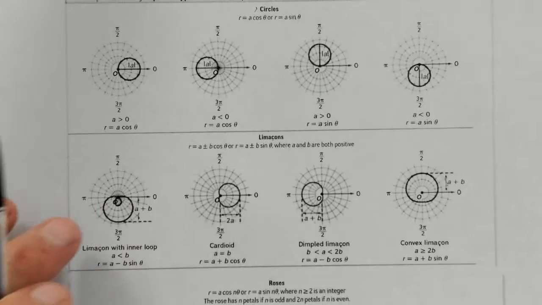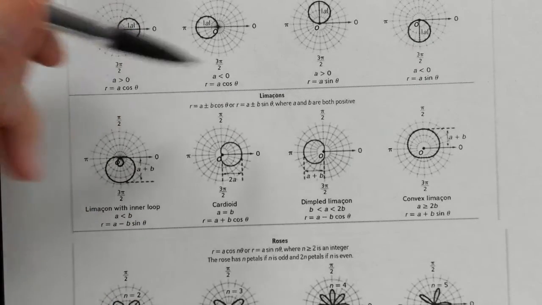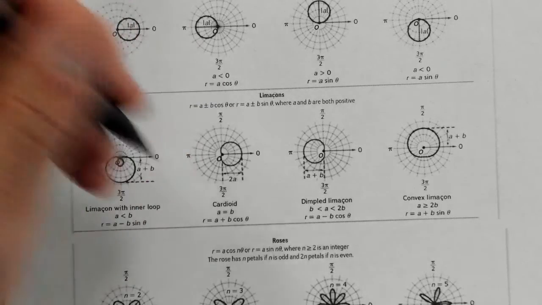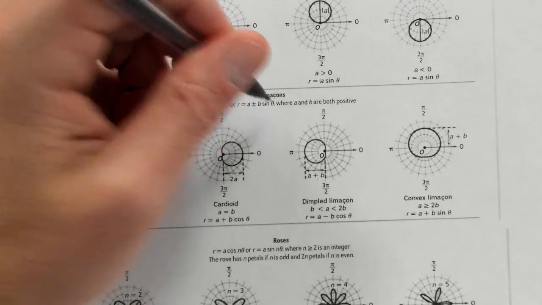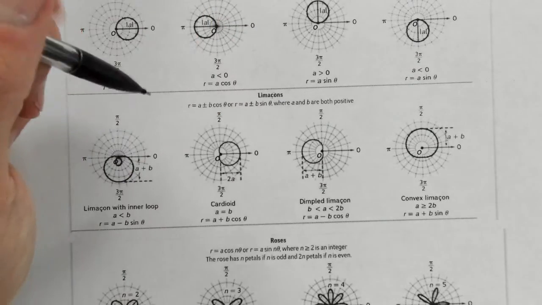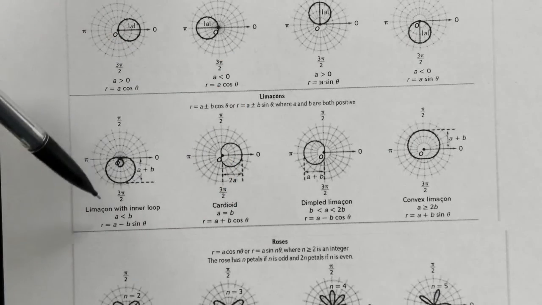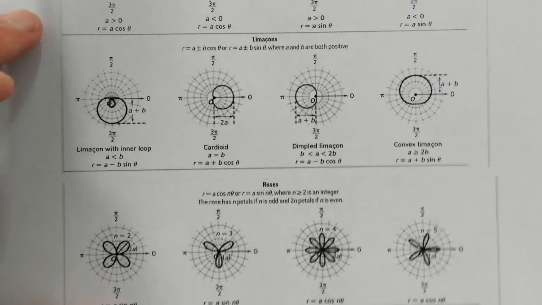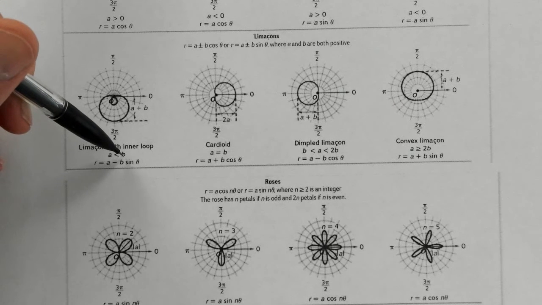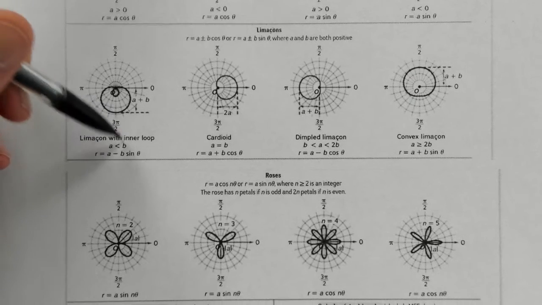The next group are called limaçons, is the proper pronunciation, right? These equations have the form r equals a plus or minus b cosine theta, or a plus or minus b sine theta. The a and the b for these graphs both have to be positive. And so we can see the shape of each limaçon based on the characteristics of the equation. If you want a limaçon with an inner loop, then a has to be greater than b, and the equation would be a minus b sine theta. That would produce a limaçon with an inner loop.